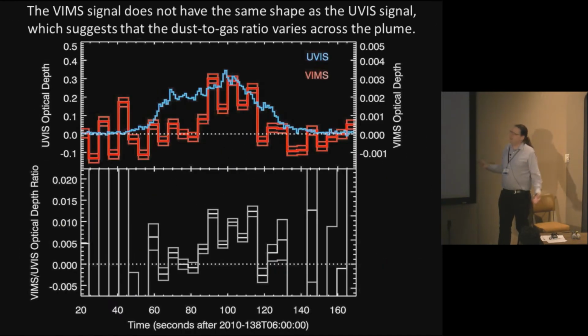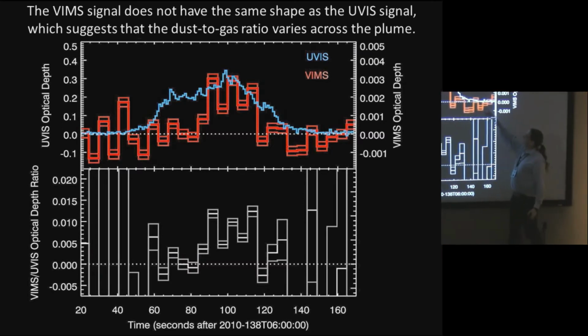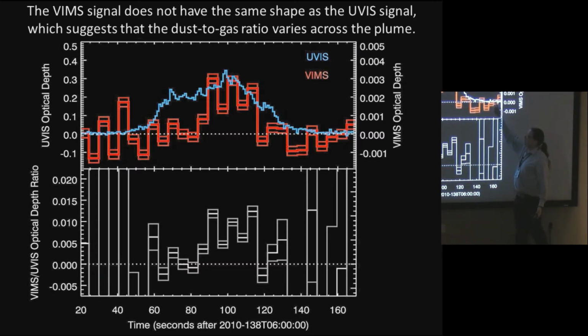So what do you want to do? Now you want to plot your data. We can now plot VIMS and UVIS as different colors. This is now just a measure of obscuration, optical depth. UVIS in blue, VIMS in red, makes sense. UVIS scale over there, VIMS scale over here. It's 100 times bigger. It's lower signal to noise, but it's not the same shape. You can also see that here.